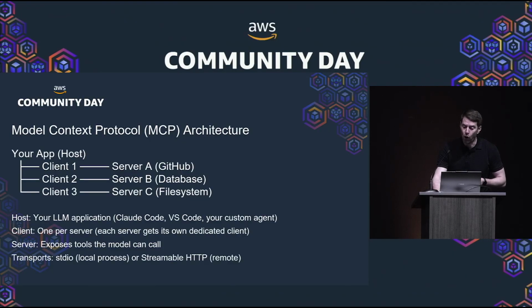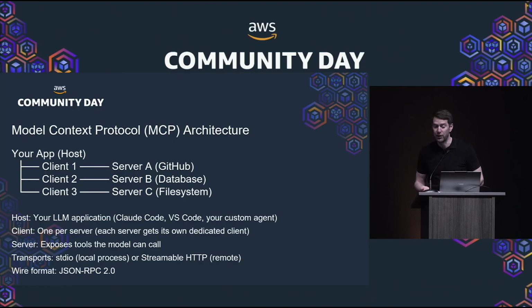And then there are 2 transport options for MCP. One is standard input-output. That is for local servers that you run locally. There, the host will spawn a process locally for you, and it talks over standard input-output. Then there's also streamable HTTP for remote servers. And all of this using JSON-RPC 2.0 as the wire format. So it's a simple architecture that we're using.